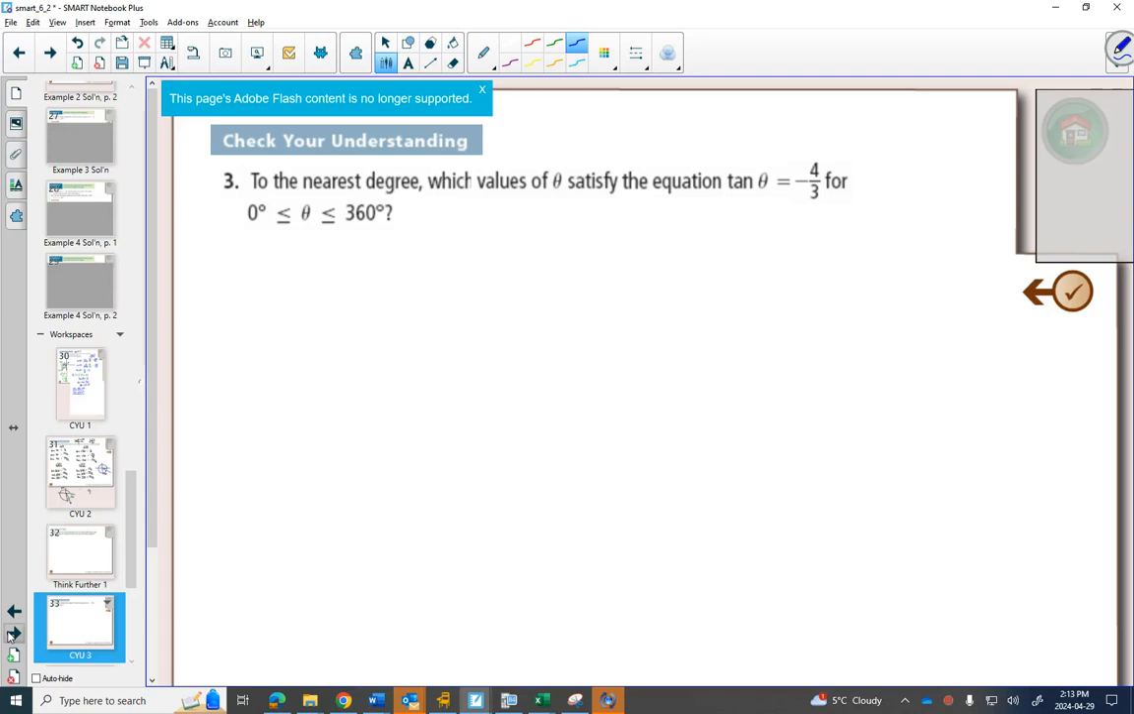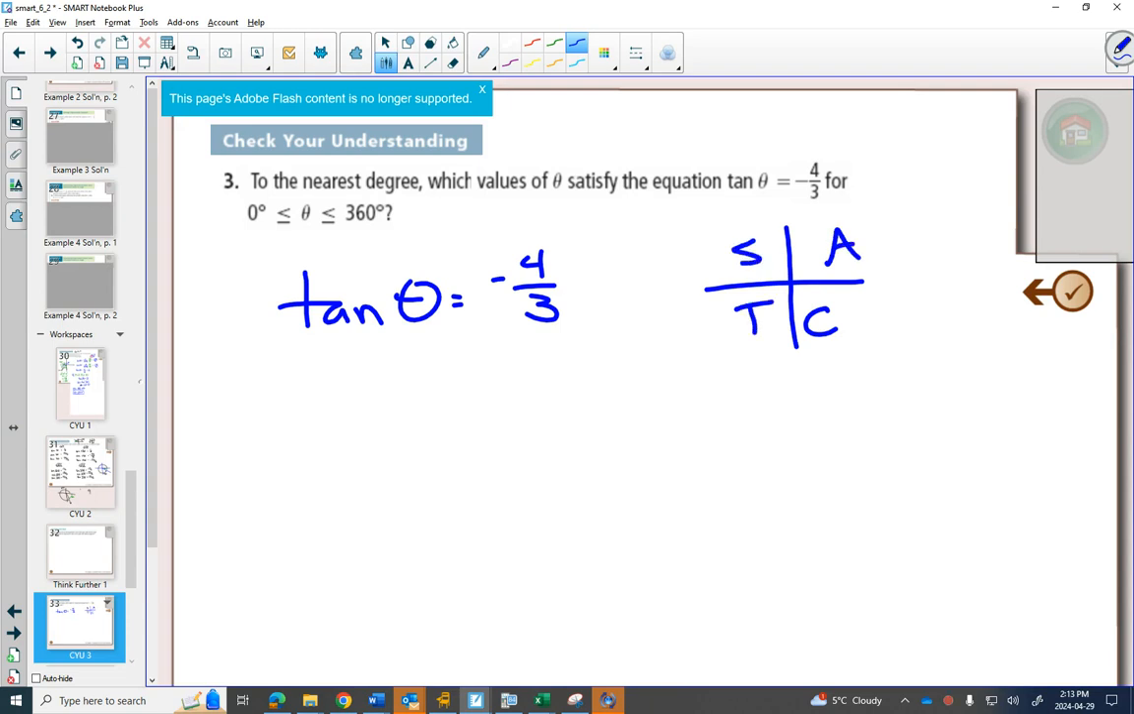This is how typical questions will now start. They'll say, to the nearest degree, which values of theta satisfy the following? Tan of theta is -4/3. What's that? Well, according to the CAST rule, this either has to be in quadrant 2 or quadrant 4 because the tan was negative.